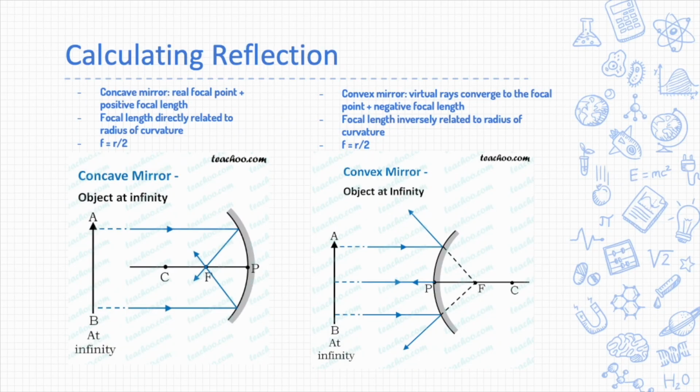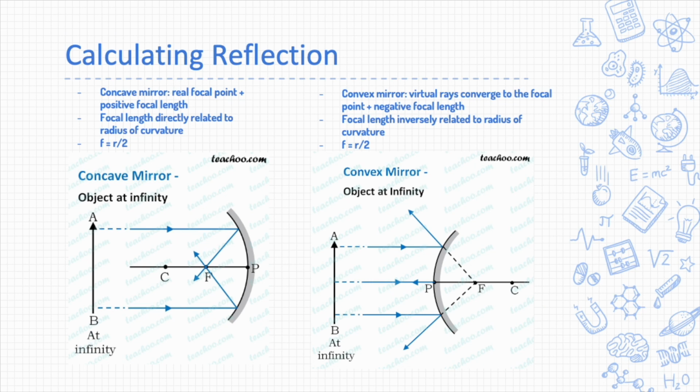Calculating reflection, we see that we have two different types of mirrors, a concave mirror and a convex mirror. In a concave mirror, we have a real focal point, meaning there's a positive focal length because the rays are directed and converge at a point in front of the mirror. The focal length is directly related to the radius of curvature, and the equation we use here is F equals R over 2, F being the focal point and R being the radius.